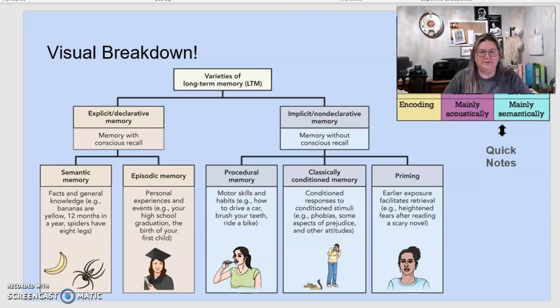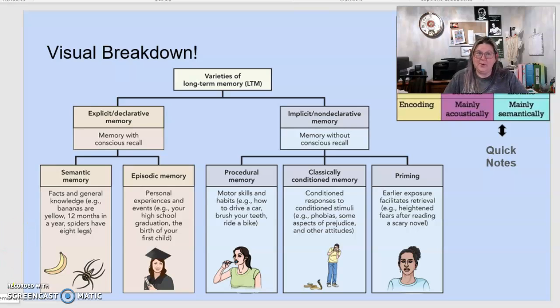Procedural is, once again, a motor skill: driving a car, brushing your teeth, riding a bike. Classically conditioned memories are responses to stimuli, phobias. You see a snake, it's something that you don't have to think about. It just happens. And then priming is early exposure, like heightened fears after reading a novel or watching a scary movie.